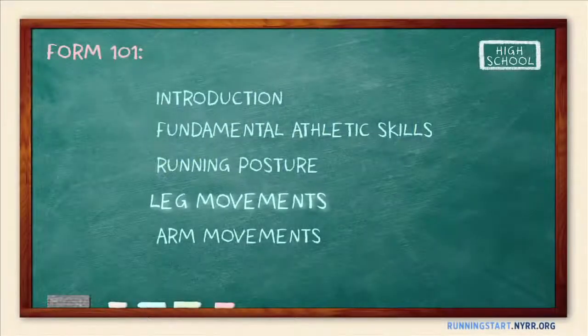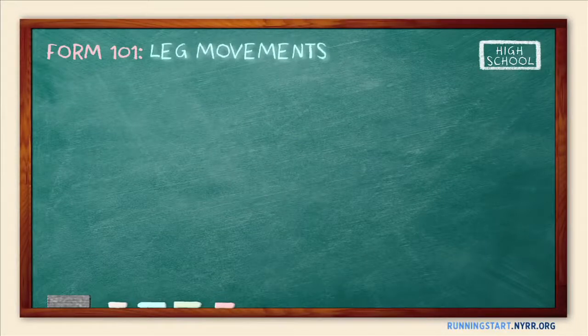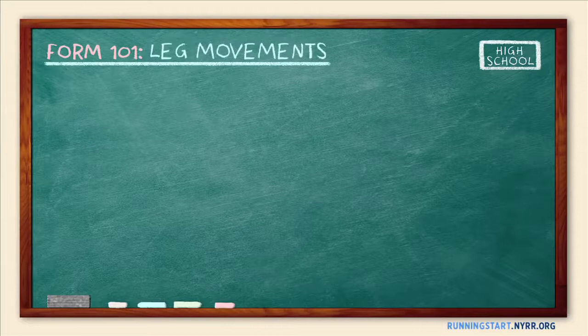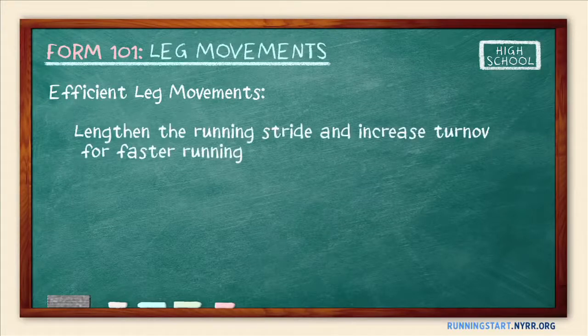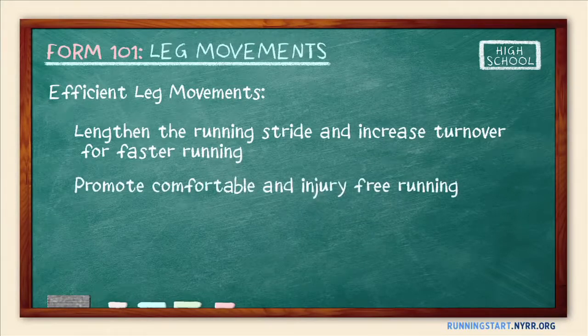Welcome to the leg movement segment for Form 101. Running speed is ultimately a function of stride length and stride rate. This segment focuses on the elements of leg movement that can lengthen the running stride and increase turnover for faster running. Many of these elements are also important for comfortable and injury-free running.